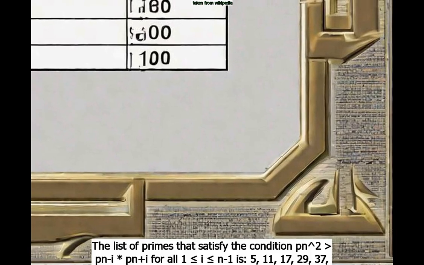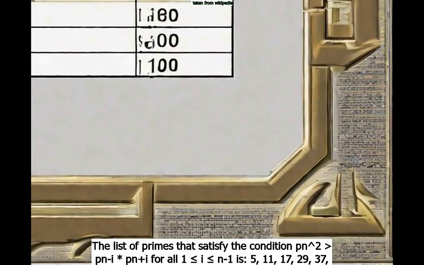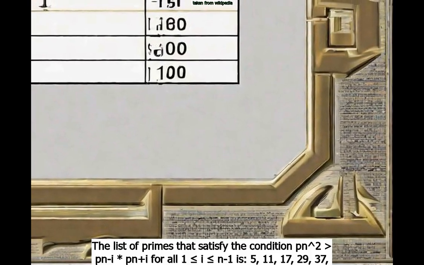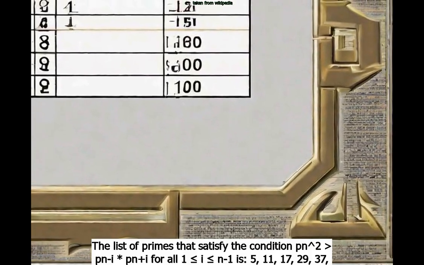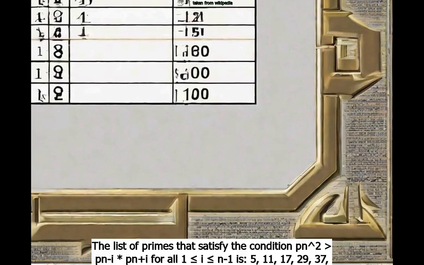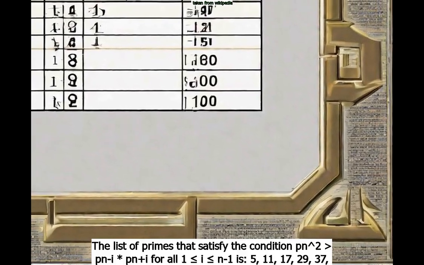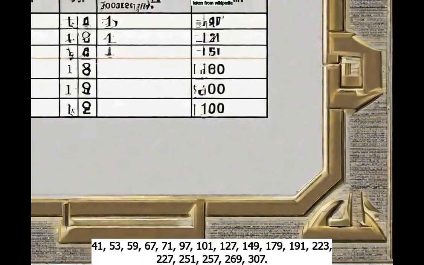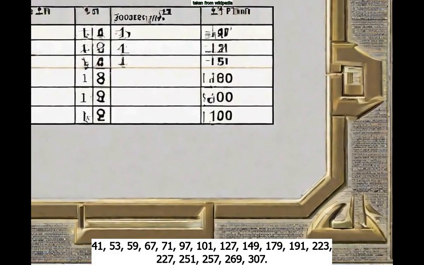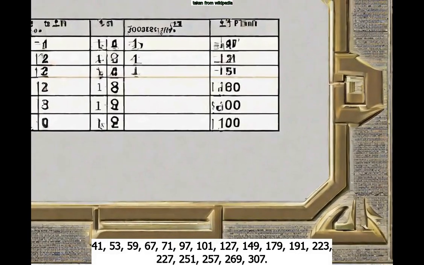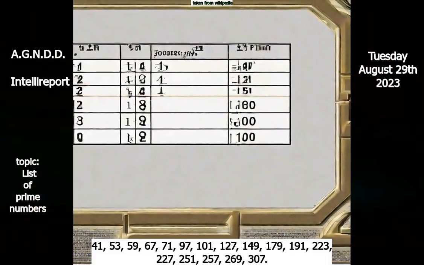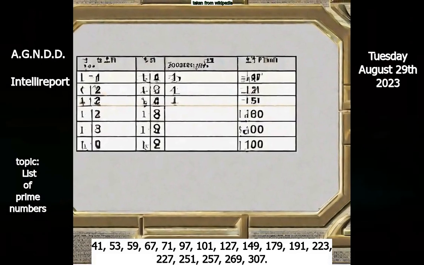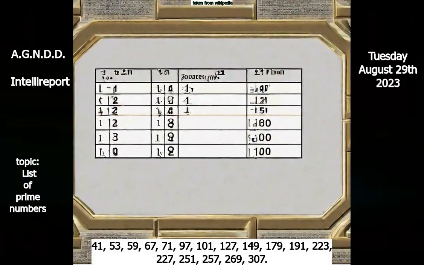The list of primes that satisfy the condition p sub n squared is greater than p sub n minus i times p sub n plus i, for all 1 less than or equal to i less than or equal to n minus 1, is 5, 11, 17, 29, 37, 41, 53, 59, 67, 71, 97, 101, 127, 149, 179, 191, 223, 227, 251, 257, 269, 307.